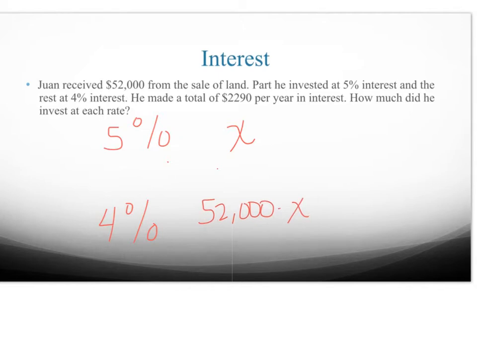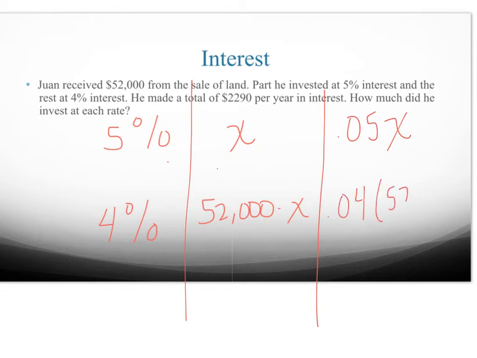Now let's figure out how much he actually makes from each of those. If I've invested something at 5%, then 0.05 times x is how much money I'll actually make off of it. And likewise, 0.04 times (52,000 minus x) is how much I'll make off of the 4%. And I know what that total is supposed to be: 2,290. So boy, oh boy, do we have a big equation now. Let's go ahead and put that on a new slide.